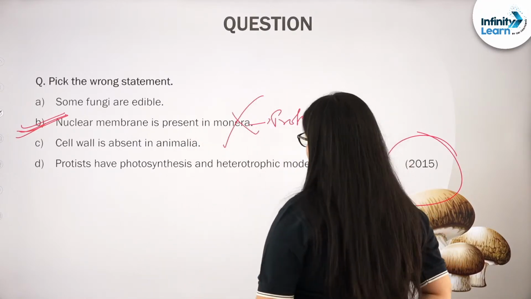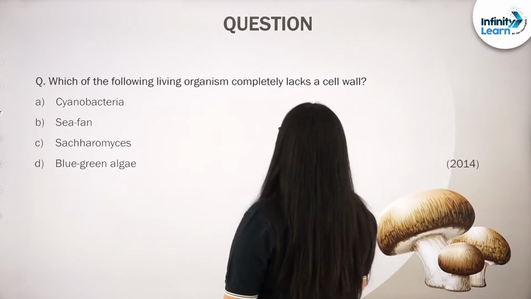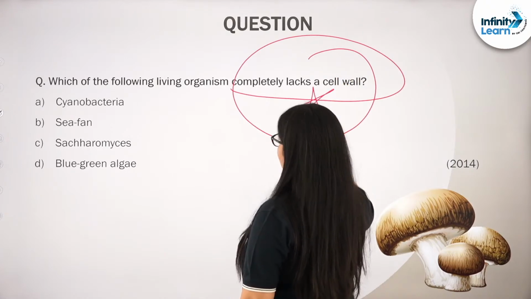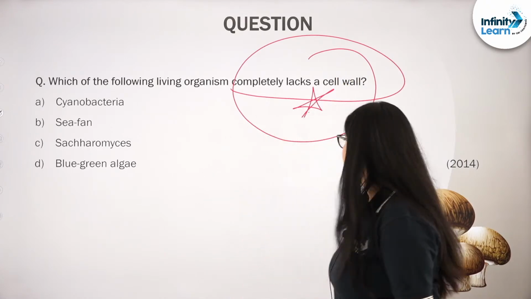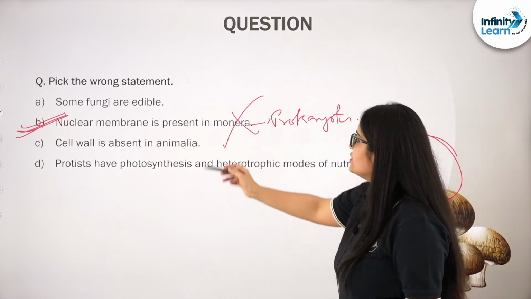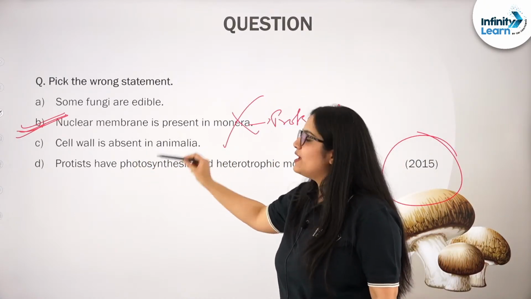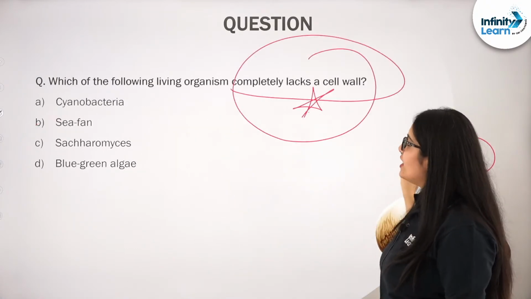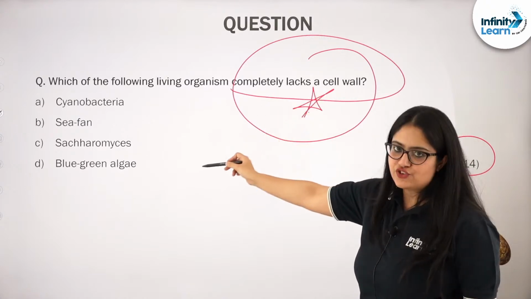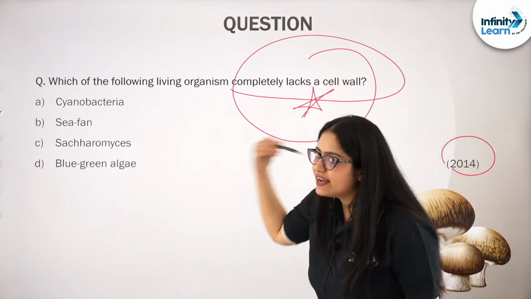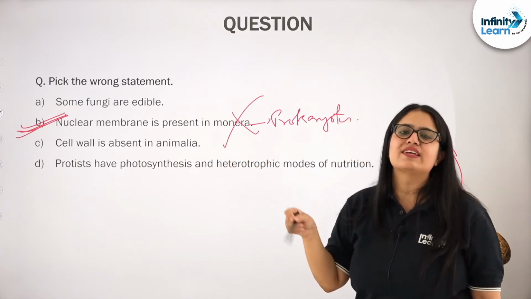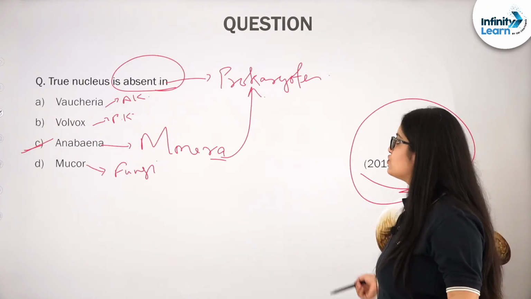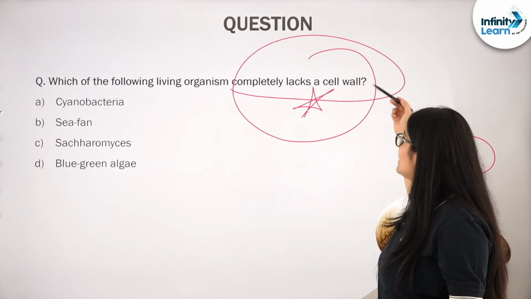Next question. Which of the following living organisms completely lacks a cell wall? Completely lacks a cell wall. Again, see students, this was asked in 2015: cell wall is absent in Animalia. On this fact that question was asked in 2015. So NTA in 2017 asked a question like this, and again on the same concept in the next year NTA asked questions. See how it is repeating the concepts, or how it is repeating the question based on the same concept. So again my kids, which of the following will completely lack a cell wall?